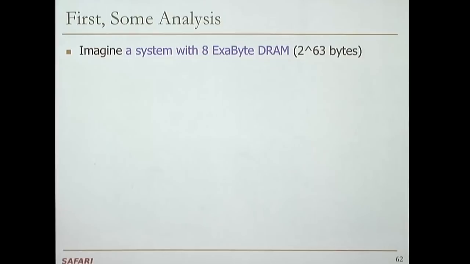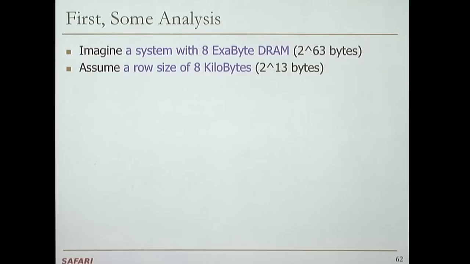But let's imagine a system with 8 exabytes of DRAM. 2^63 bytes. That's a lot, right? You may think it's a lot, but modern supercomputers already have almost an exabyte of DRAM. I've lost track of it, but I think the Chinese Tianhe-2 has certainly close to an exabyte. Does anybody know? Or you can figure it out easily on Wikipedia. But this is a lot of memory.